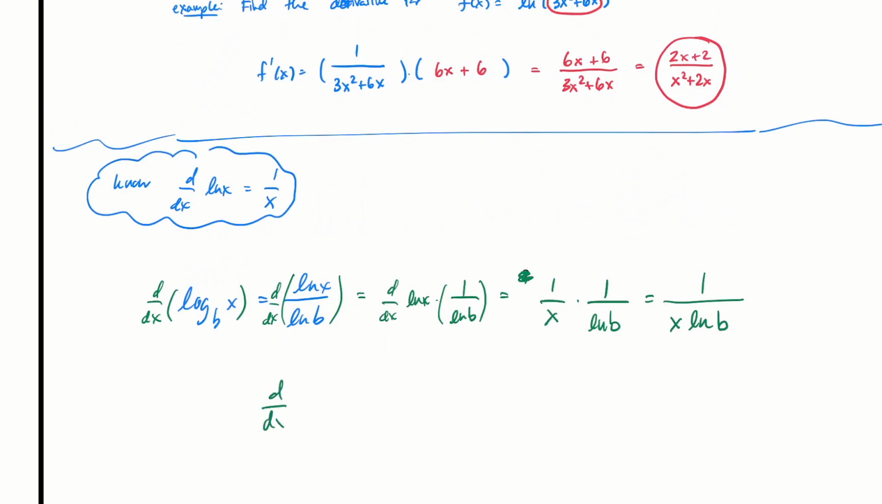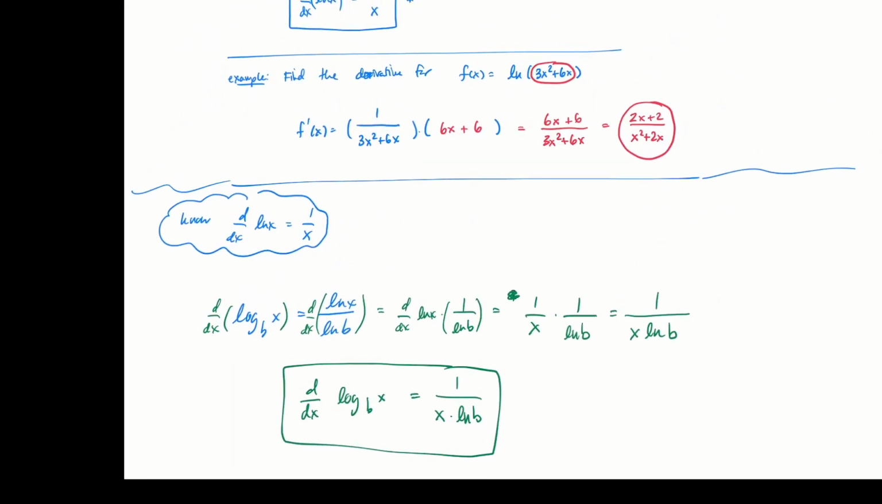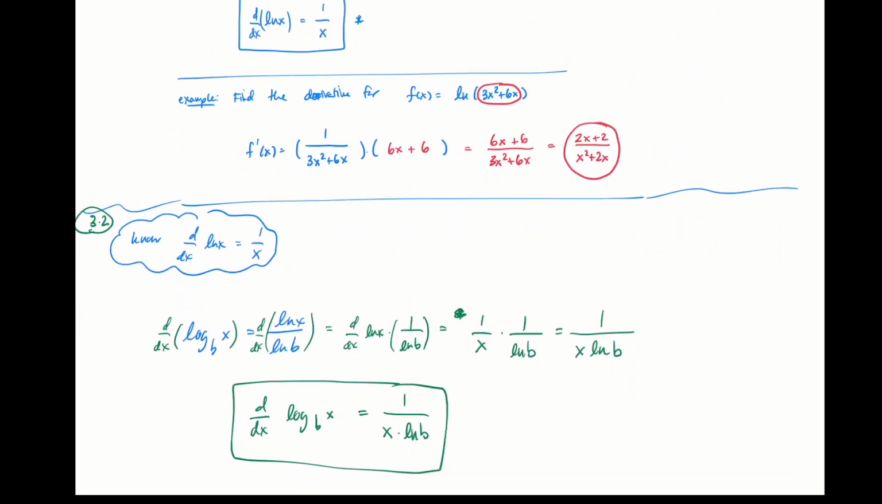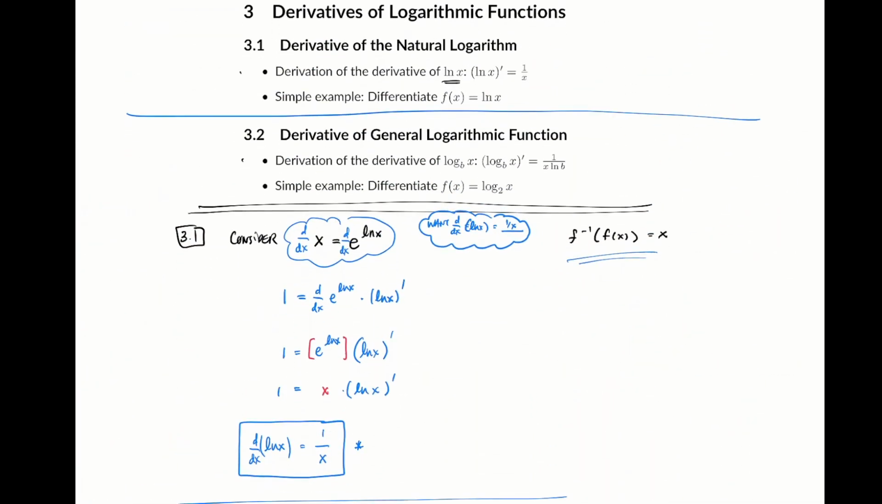So written more succinctly, the derivative of log base b, any base, 2, 7, 49, is 1 over x times the natural log of that base. That's an easy way to get there. Okay, so that's for 3.2 there. Okay, so that's the derivation of it.